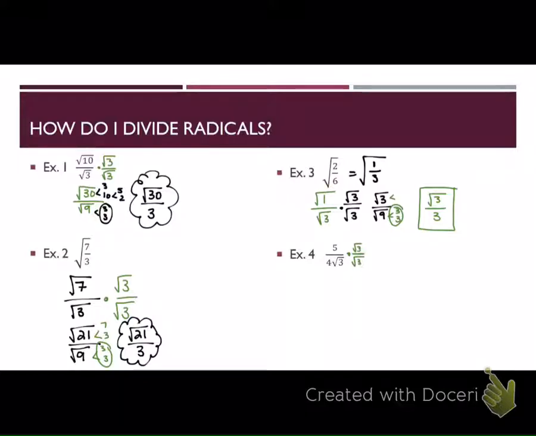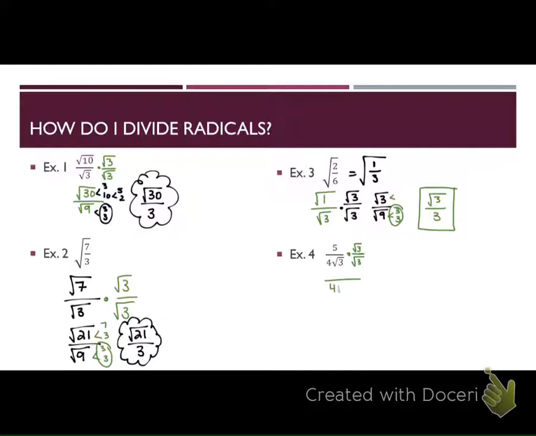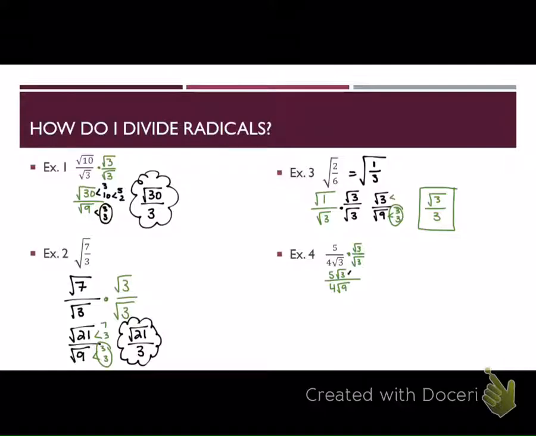So what is in the denominator then, Jill? 4 root 3 times root 3. Yeah, 9. 3 times 3 is 9, right? And what is in the numerator, Abby? 5 root 3. Good. So then we look to simplify our radicals. And what is my final answer, Ian?